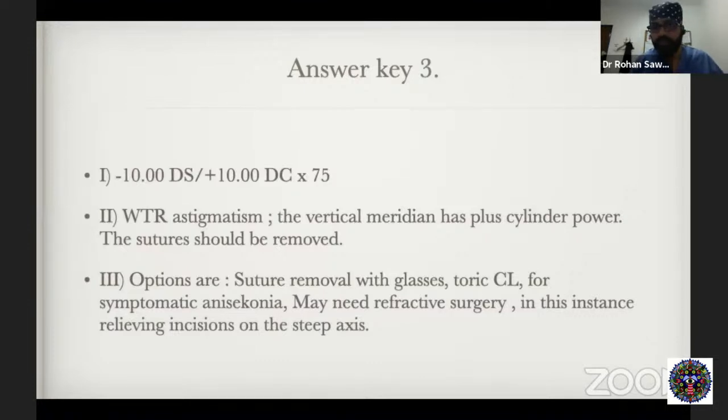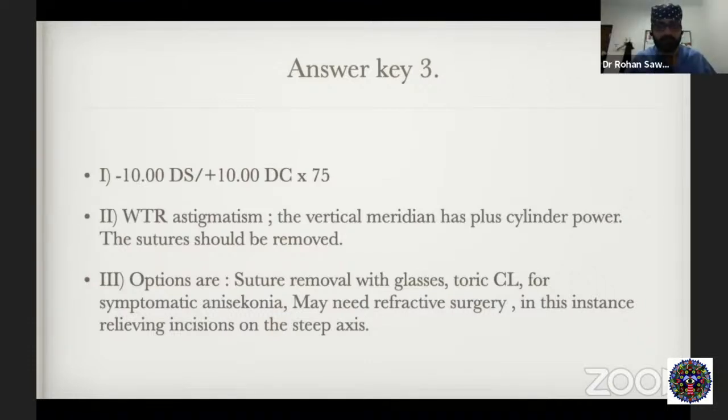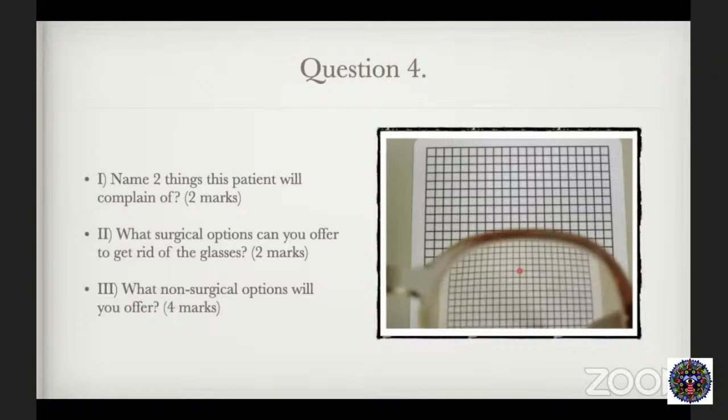Does anyone have any questions regarding this particular OSCE? No, sir. All right. So if you're happy, let's go on to the next OSCE now. Right. Have a look at this picture.